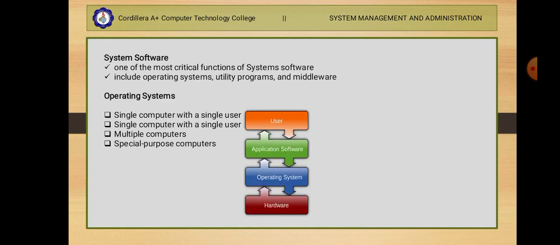So we have the retail system software. So when we say system software, one of the most critical functions of system software includes operating system, utility programs, and the middleware. So, yung system software natin is also, sinusuportahan niya din yung application programs, problem solving capabilities. So, we have the types of system software which include yung operating system, utility program, and yung middleware.